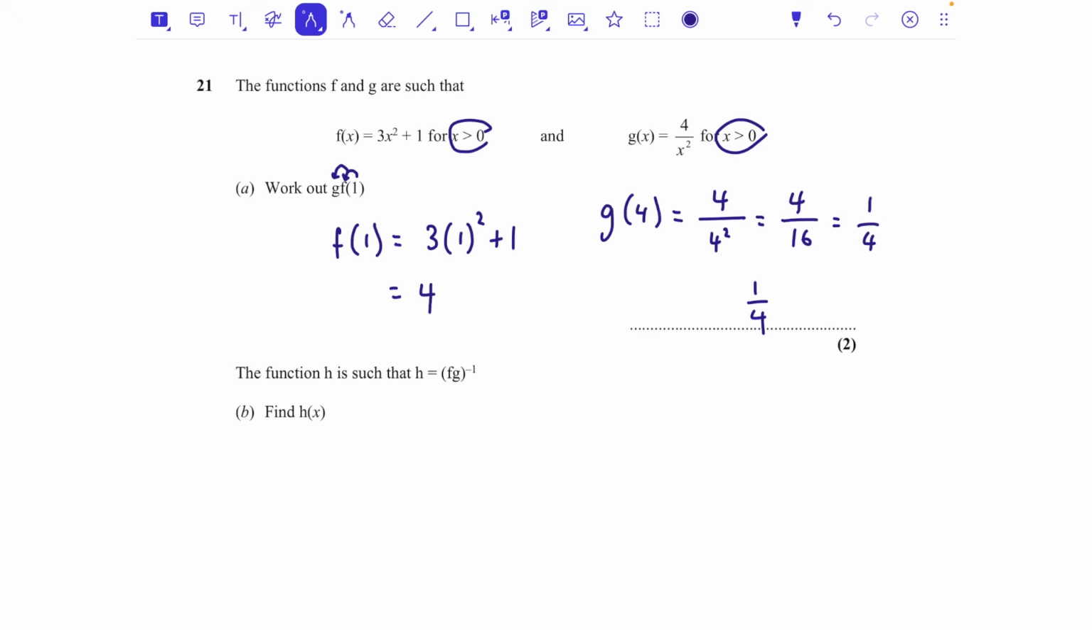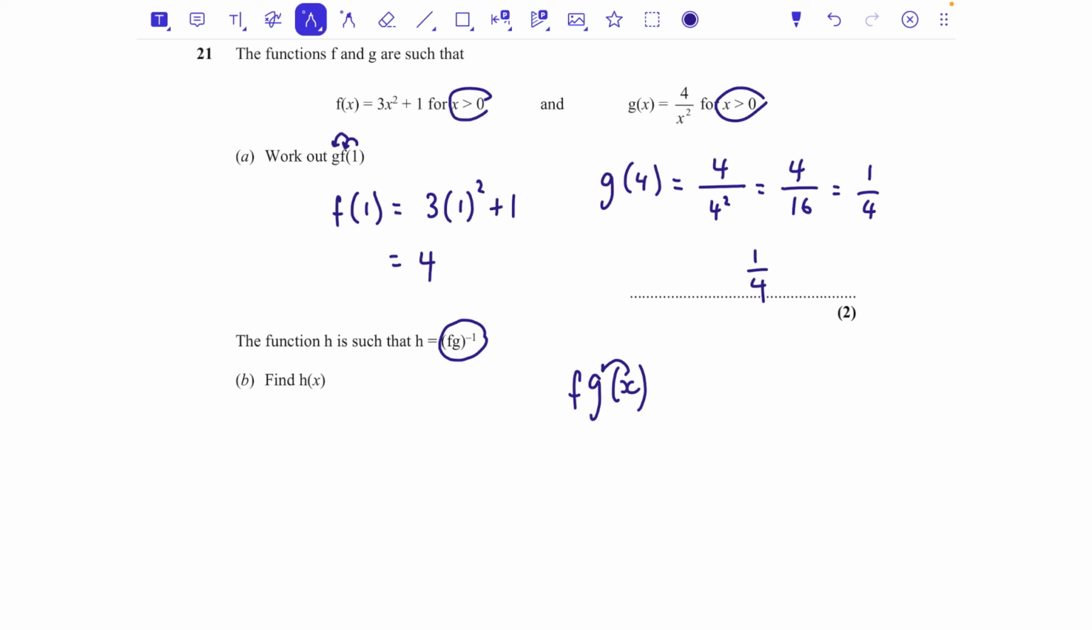The function h is such that h is f of g minus 1. So it's the inverse function of fg. Find h of x. So we need to do the function f of g and then find the inverse of that. So let's start by finding f of g of x. Let's start by finding this function. That means we're going to put x into g, and then we're going to take that whole function and put it into f. So x into g is going to give us 4 over x squared.